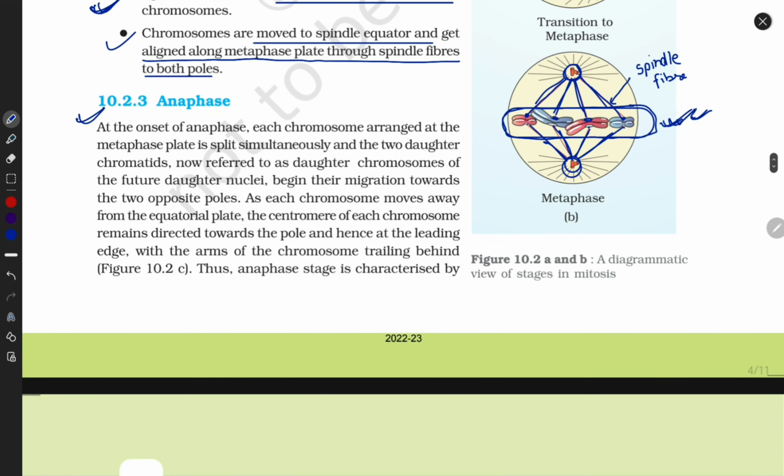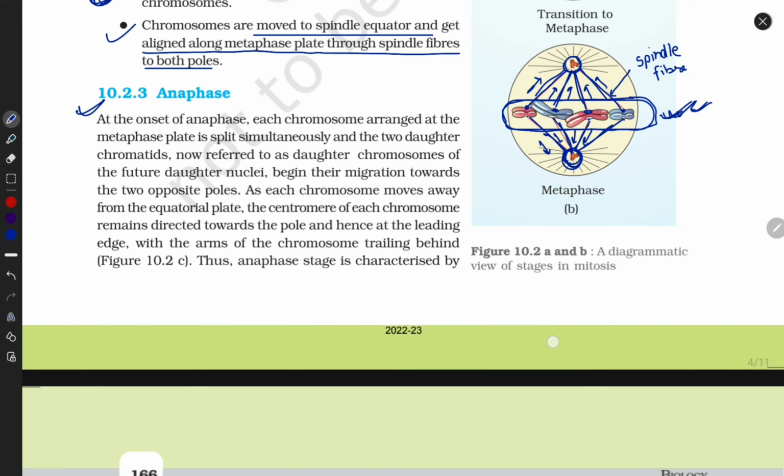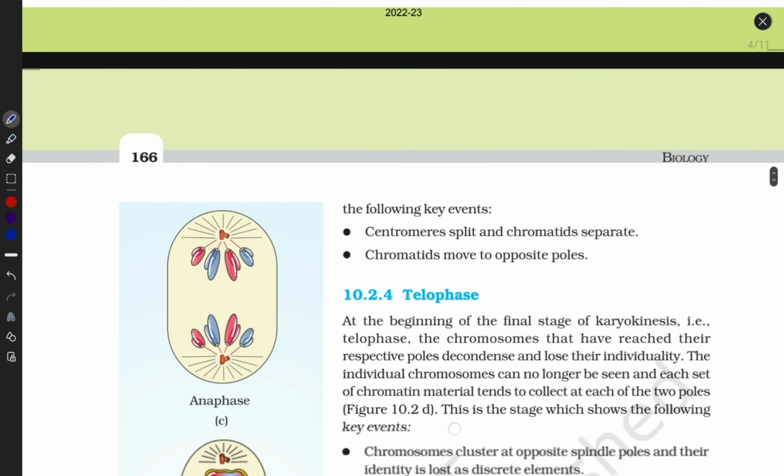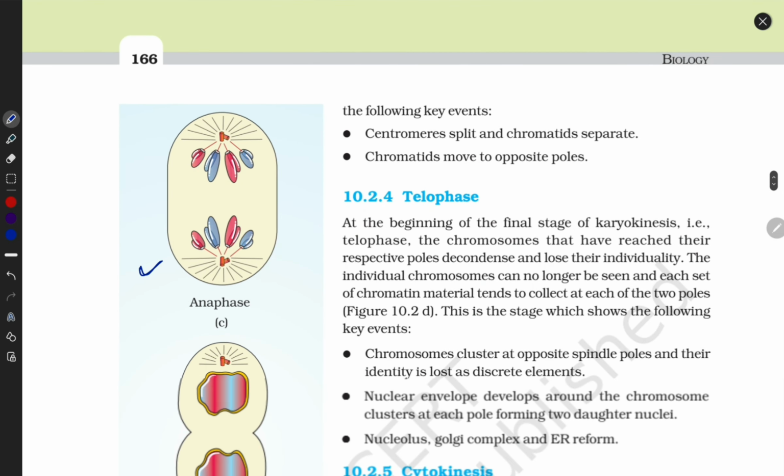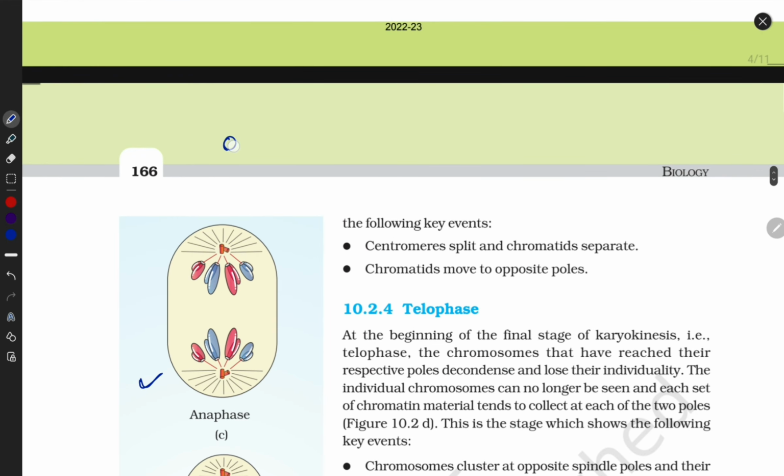Now anaphase, what do they do? Now the centrioles, what do they do? Now they pull their spindle fibers towards themselves. These centrioles also pull their spindle fibers towards them. So now at the end of the anaphase, this kind of structure I'm drawing for you. This is the centriole, this is the spindle fiber. This is the centriole, this is the spindle fiber.